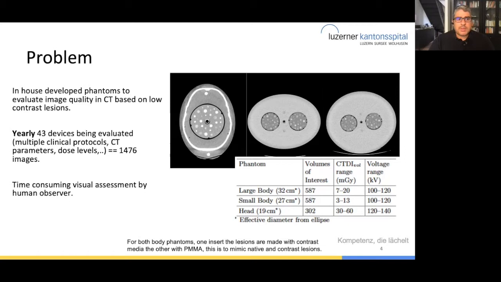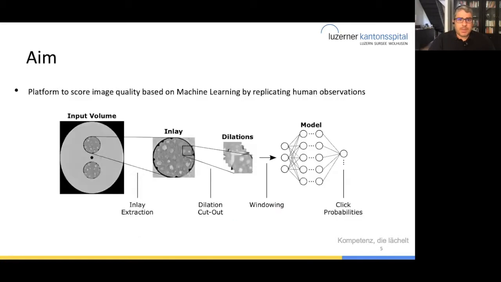The problem arises because yearly we have 43 devices to evaluate, to characterize and to optimize for different clinical protocols, which can be very time consuming if we want to do this based on human observations. So the aim of this work was to develop a platform for CT image quality evaluation based on machine learning created to replicate the visual assessment by human observers.